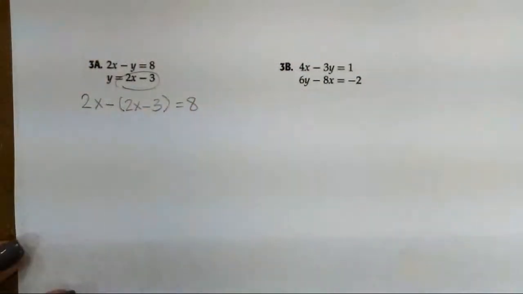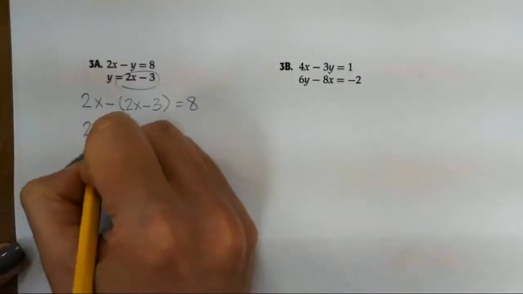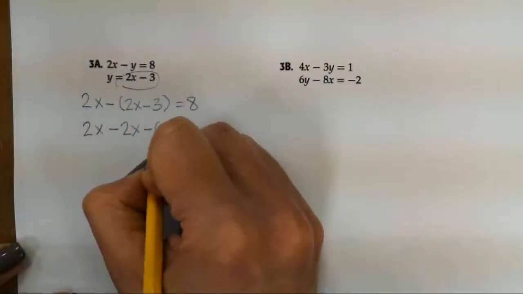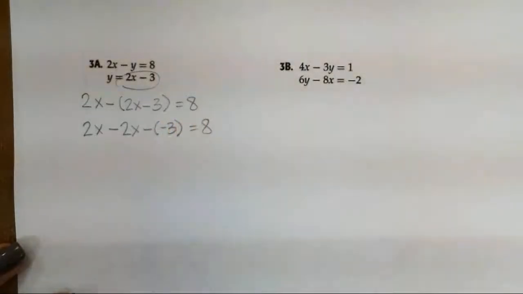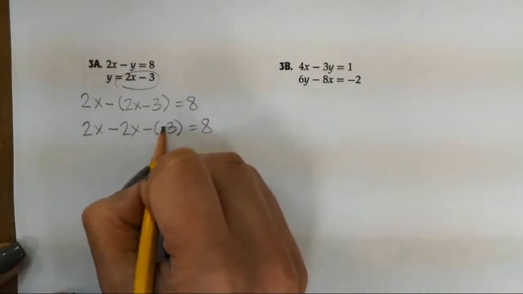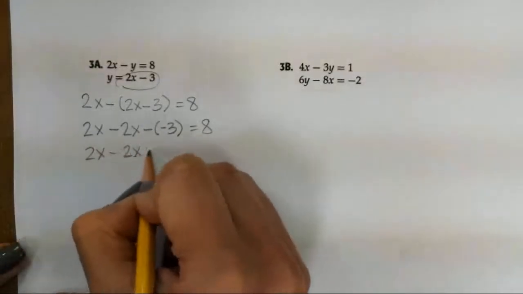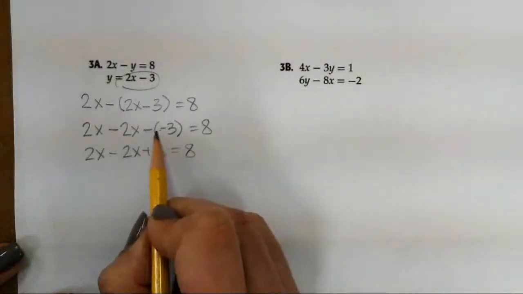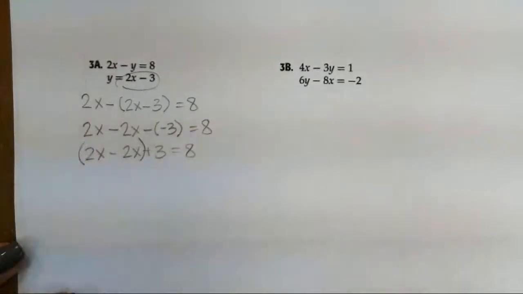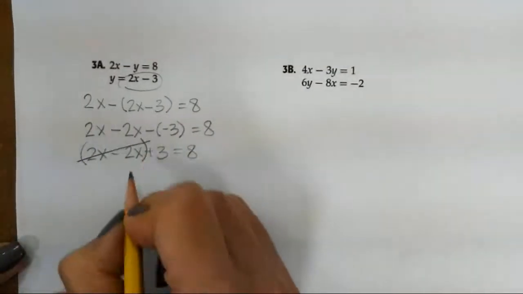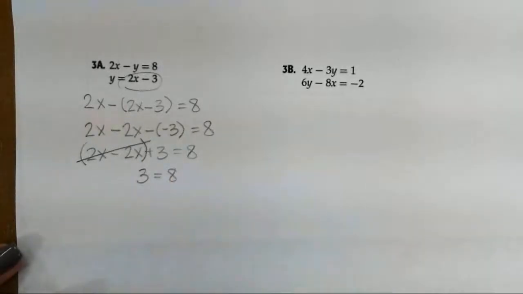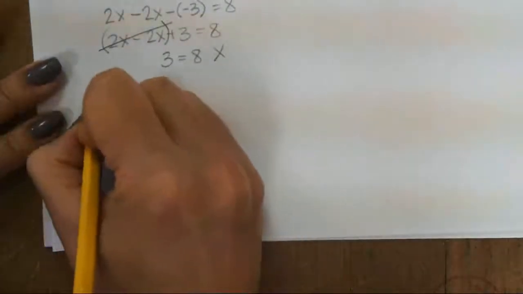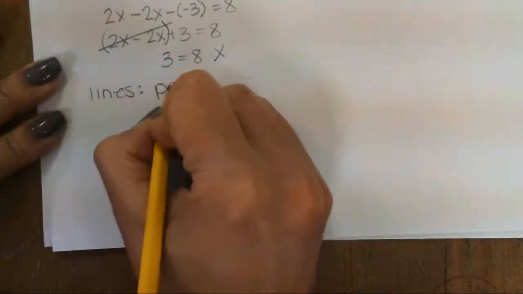So we want to go ahead and distribute that negative sign. So we have a 2x minus negative 3 equals 8. So this minus negative turns into a plus. All I did here was evaluate that minus negative. Now if I combine my like terms, 2 minus 2, again, that's 0. That cancels. So I'm left with 3 equals 8. And that's not true. 3 does not equal 8. So because it does not equal 8, the type of lines are parallel lines because they never touch.